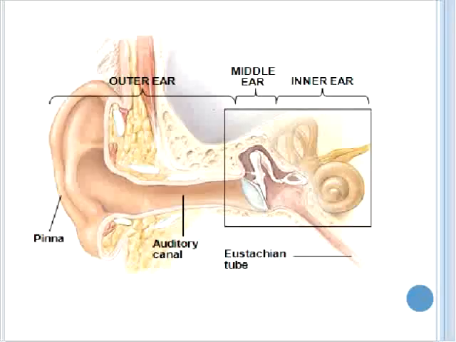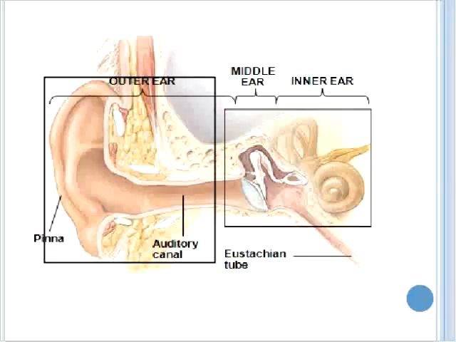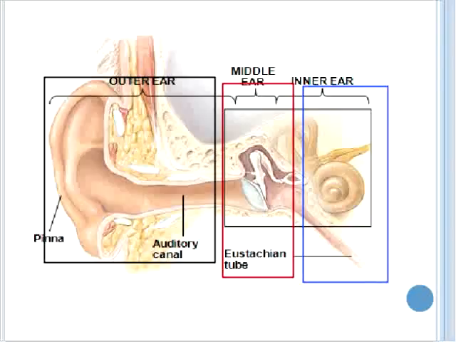These parts you see in the diagram in front of you. The outer ear consists of the pinna and auditory canal. The middle ear consists of the eardrum and ossicles, whereas the inner ear consists of the cochlea, semicircular canals, auditory nerve, and certainly the eustachian tube.